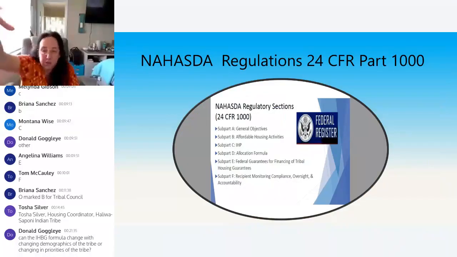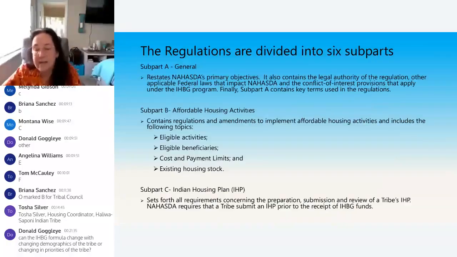Those too are split into regulatory sections. So you go about it the same way when you're searching for things. Subpart A is your objectives. B is your affordable housing activities. C is your IHP, or your housing plan. D is your formula. E is your federal guarantees for financing of our programs. And F is recipient monitoring, compliance, and accountability.